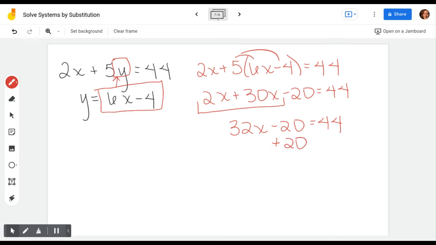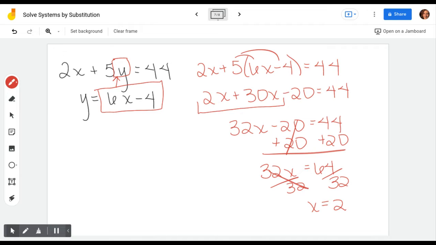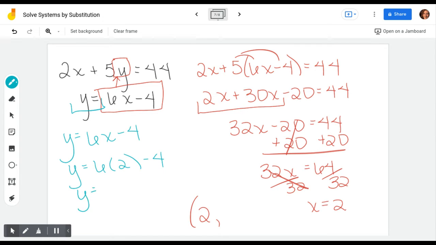I'm going to add 20. So that gives me 32x equals 64. I'm going to divide both sides by 32, and I find out that x has to be 2. So there's the first part, x is 2. To get y, you're going to plug that back in. Again, I want to know what y equals, so I'm going to plug that into the one that says y equals. So y equals 6x minus 4 really means y equals 6 times 2 minus 4. So y equals 12 minus 4 is 8.